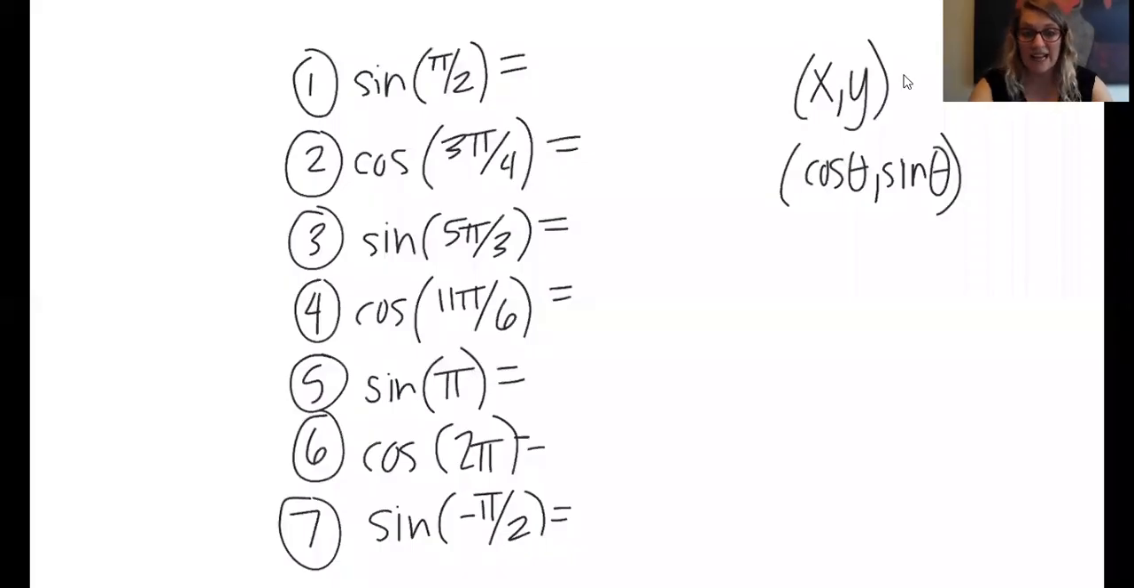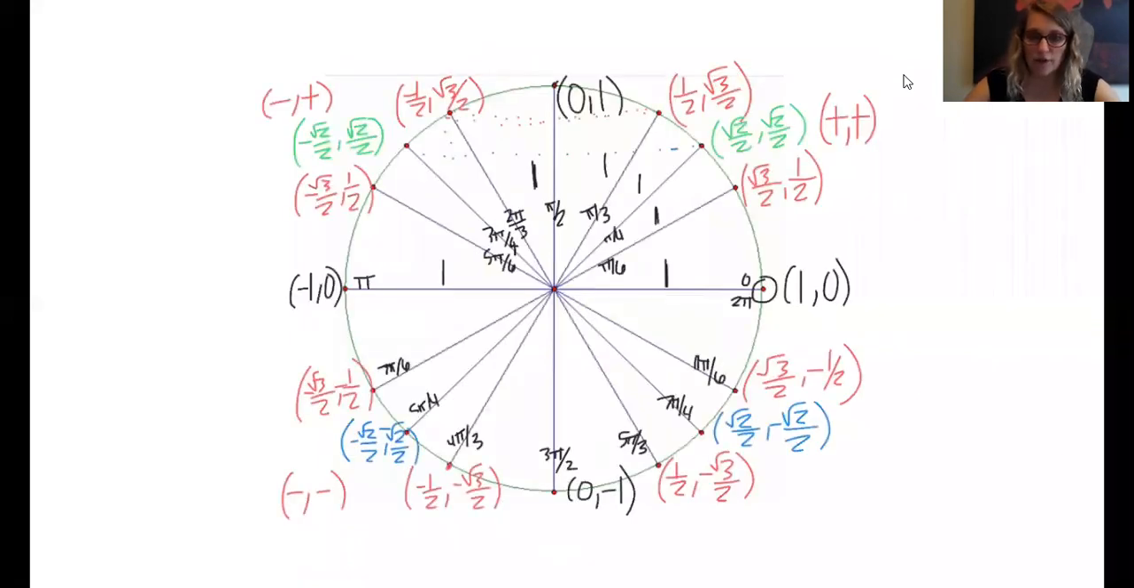The first problem is sine of pi over 2. So if I go back to this page, I'm going to look for pi over 2, and I'm going to use my lightsaber pointer to help us notice where these are. There it is right there. Pi over 2 is right there in the middle. Now it wanted the sine of pi over 2. Sine is going to be the y value. So there it is, there's the answer. The answer is 1.